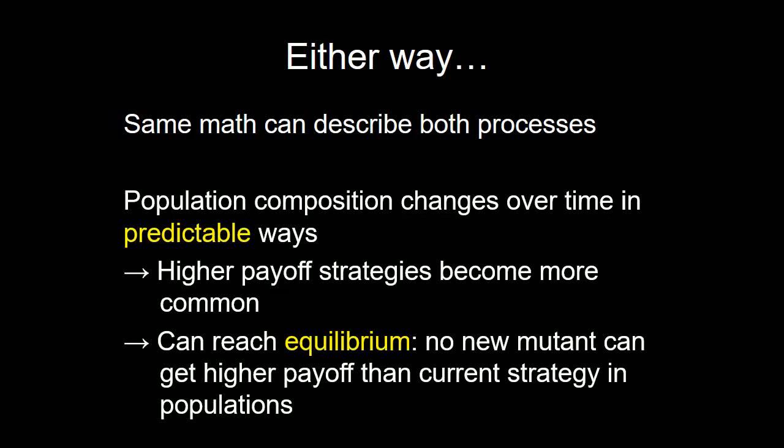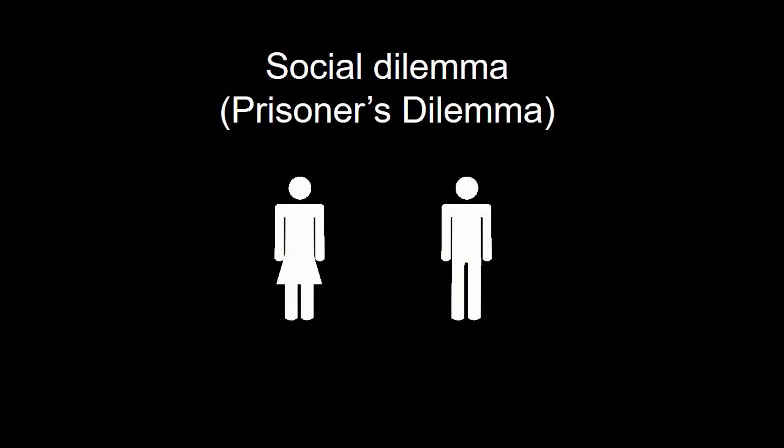Okay, so if we want to now talk about the evolution of cooperation, there's a lot of different games that we'll talk about that describe cooperation, but the one that we're going to focus the most on is the prisoner's dilemma, which is a sort of class of problem called a social dilemma.